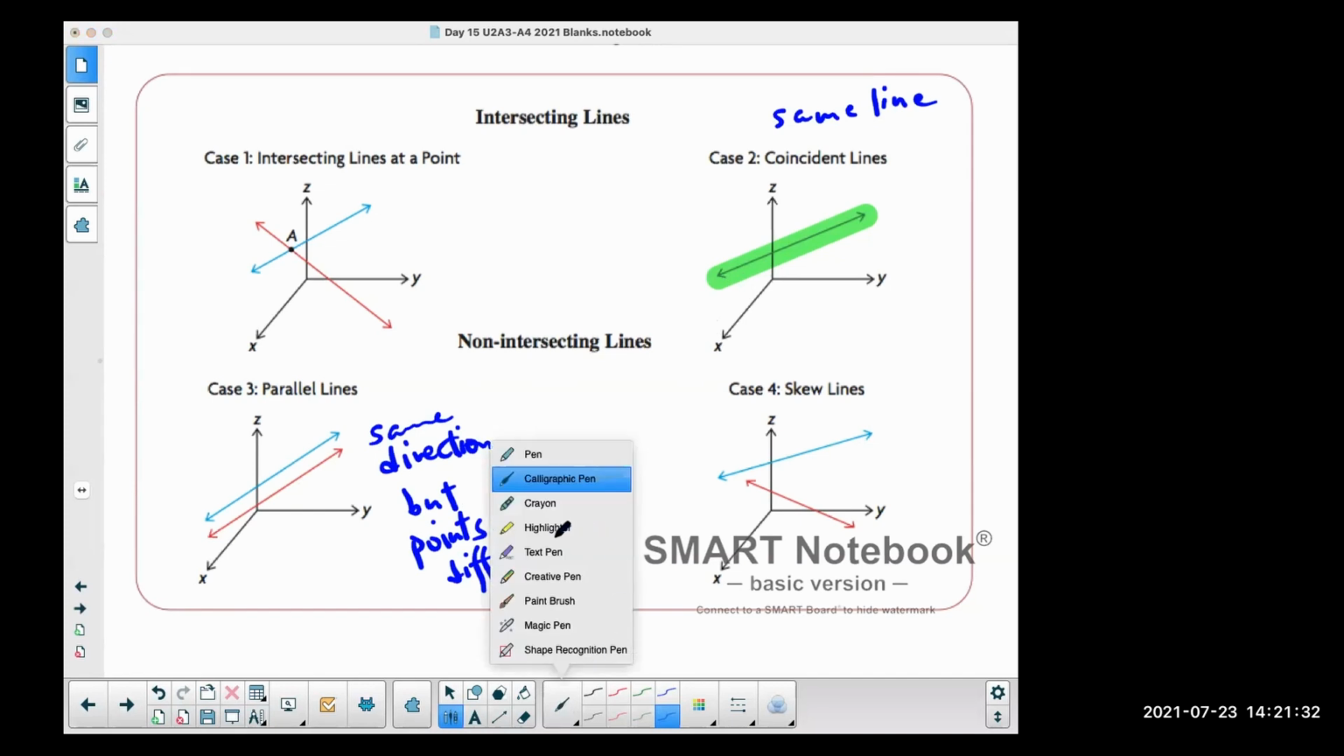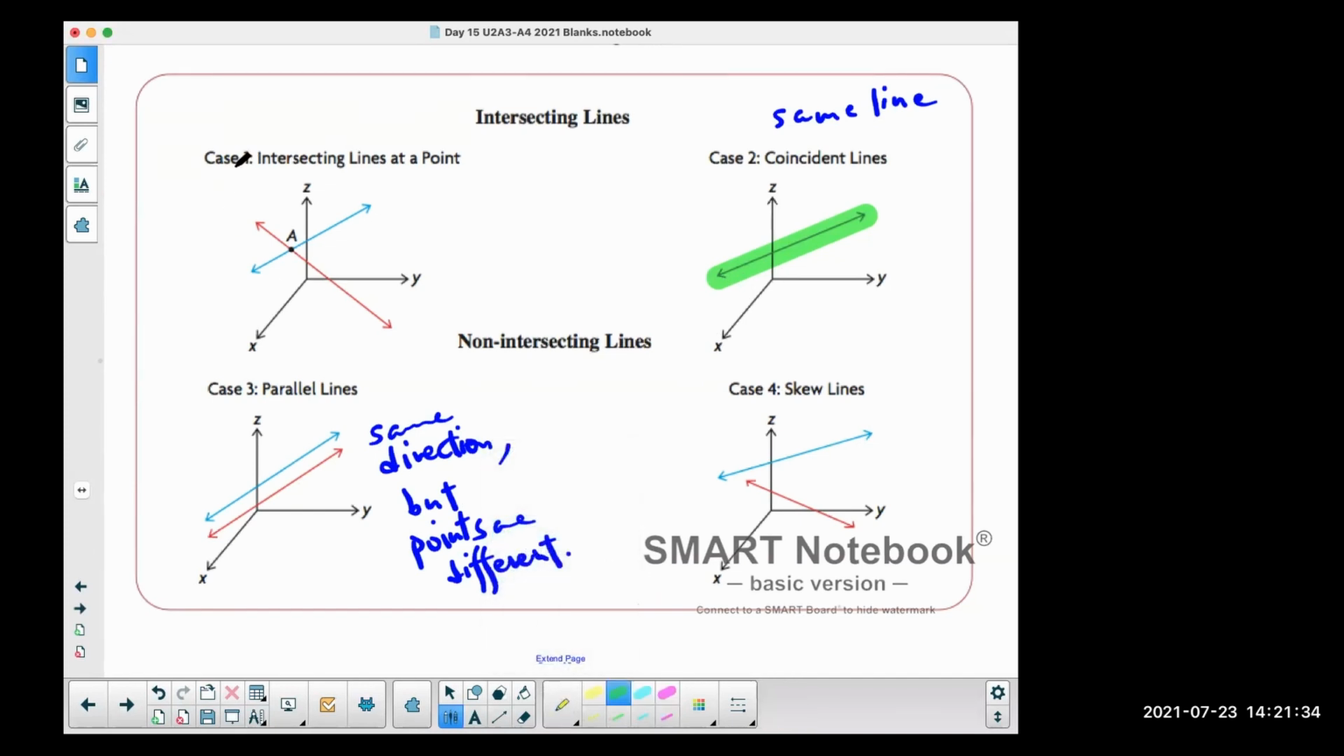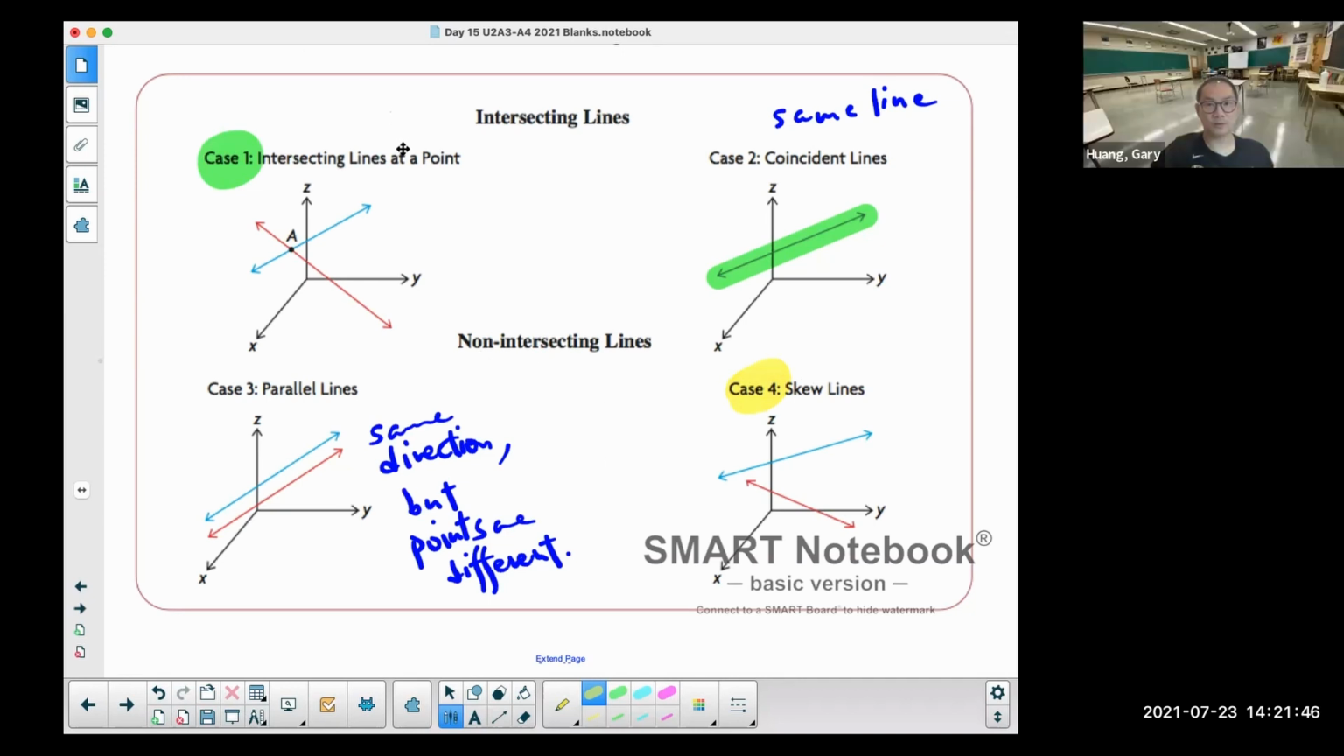What's different about 3D is that these 2 scenarios, case 1 and case 4, are a little tricky. Maybe I'll show you the video here. You can see what I'm doing. If I have 2 pencils here, right? As you can see, they're touching. Right? So this is a point of intersection. We have 2 lines in 3D and it's touching. There's a point of intersection. This is the first scenario. Intersecting lines at a particular point.